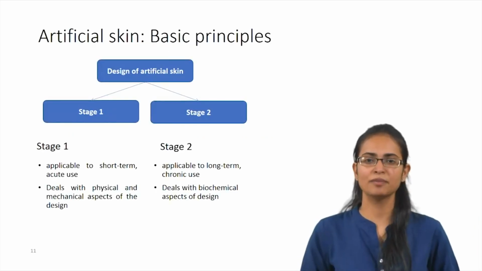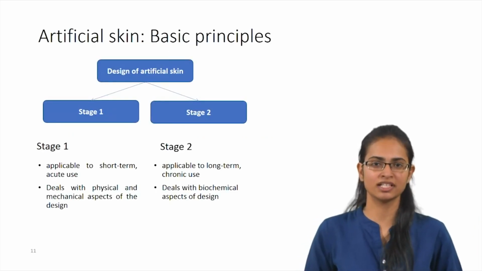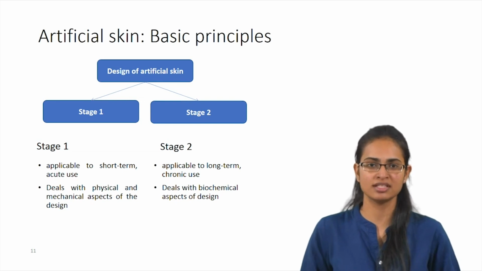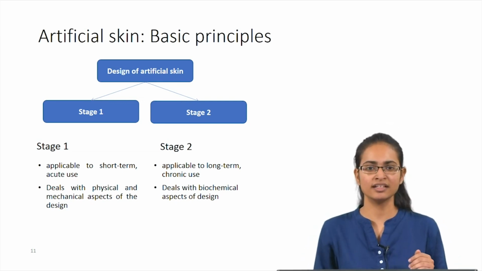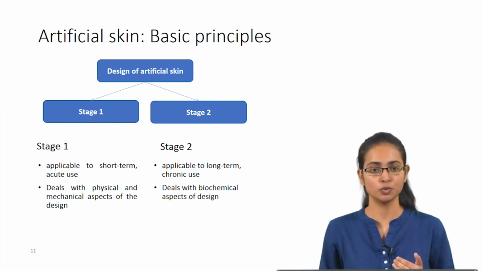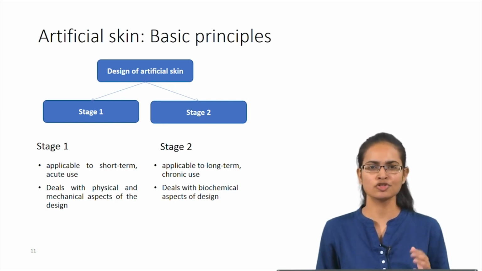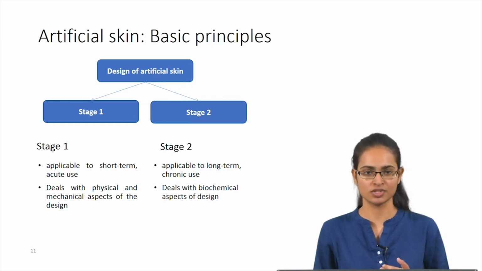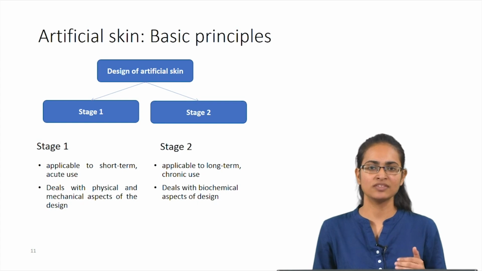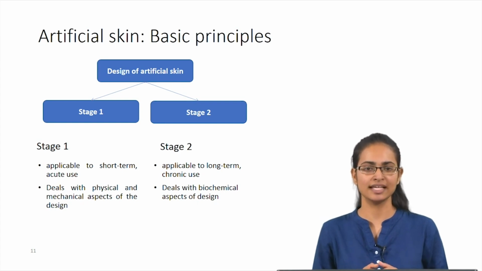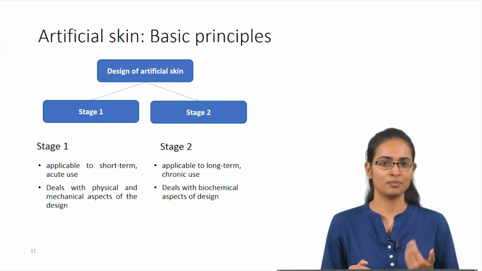Hello everyone, I am Vasudha, an MS student in Dr. Vignesh Muthuvijayan's lab. Today we are going to discuss various design strategies that have been used to synthesize tissue engineered skin grafts. Artificial skin is designed in two stages, stage 1 and stage 2. Stage 1 is applicable to short term acute use, while stage 2 is applicable to long term chronic use. Stage 1 deals with physical and mechanical aspects of the design, while stage 2 deals with biochemical aspects.